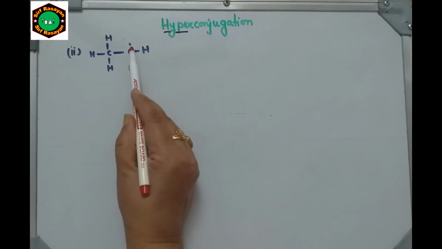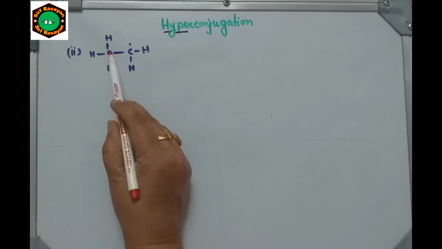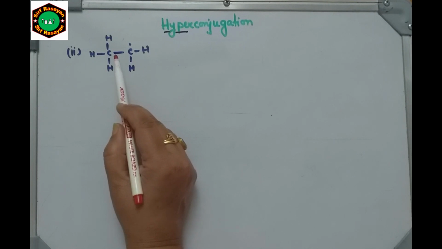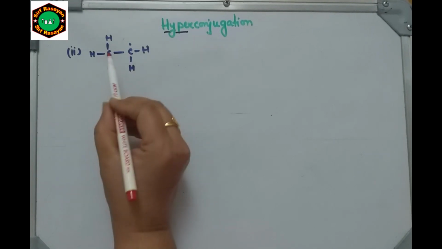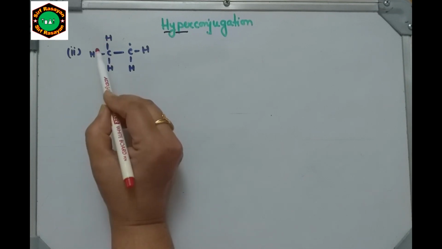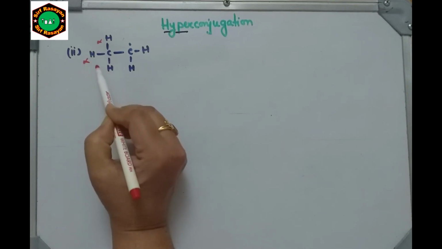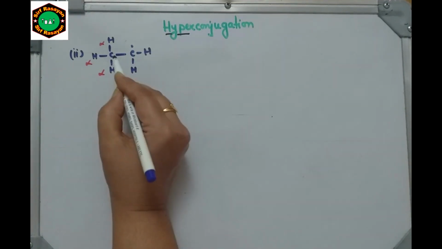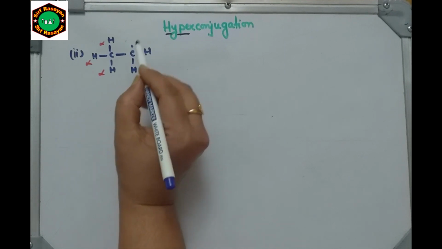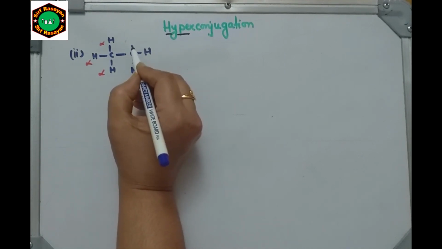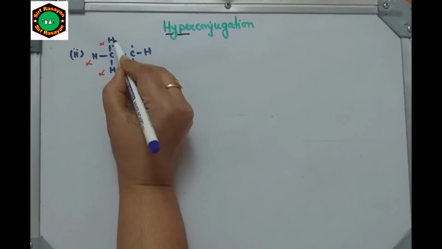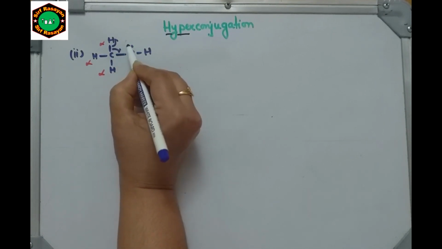If a free radical and a CH sigma bond are at alternate positions, then also hyperconjugation is possible. So this is also the alpha carbon, and the hydrogens attached to the alpha carbon are called alpha hydrogens. So these are alpha hydrogens. And remember, this carbon is sp3 hybridized. Okay. So here, since it is a free radical, we have to show homolytic cleavage. So we can show it this way.